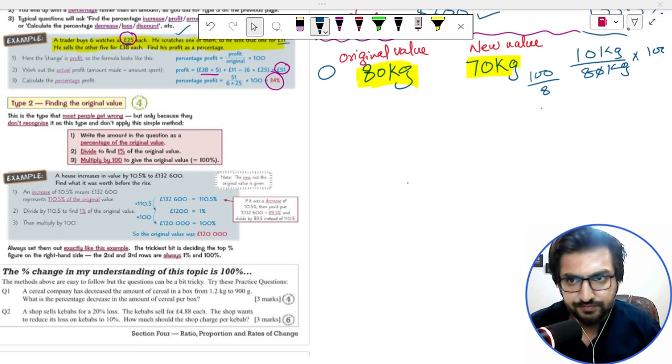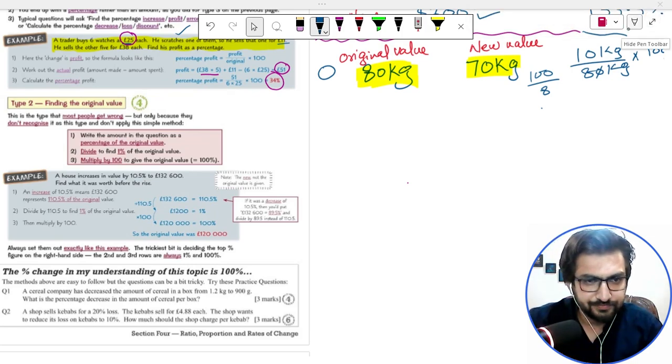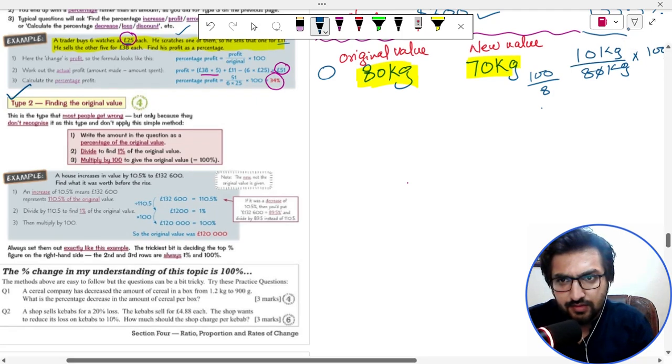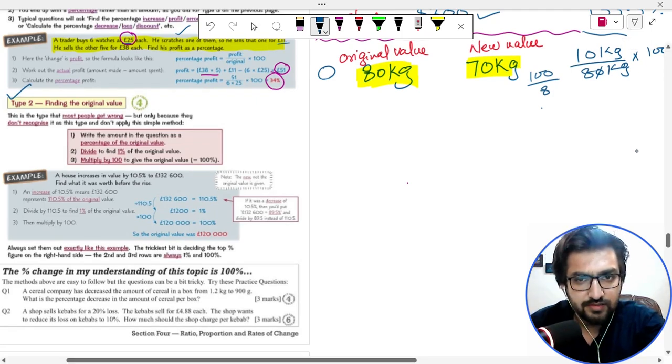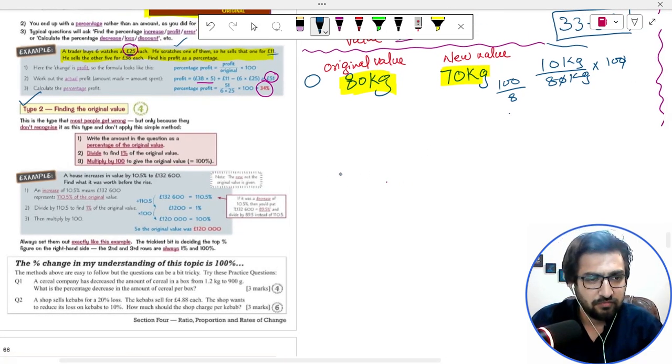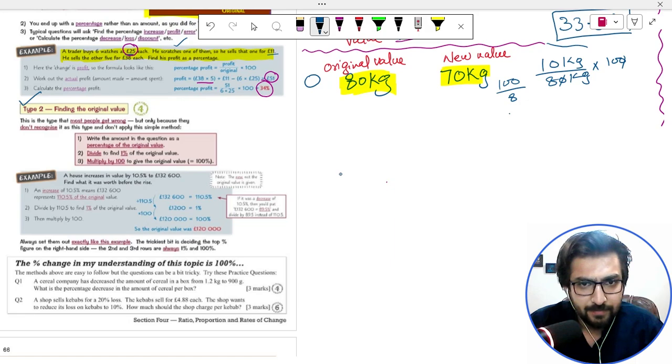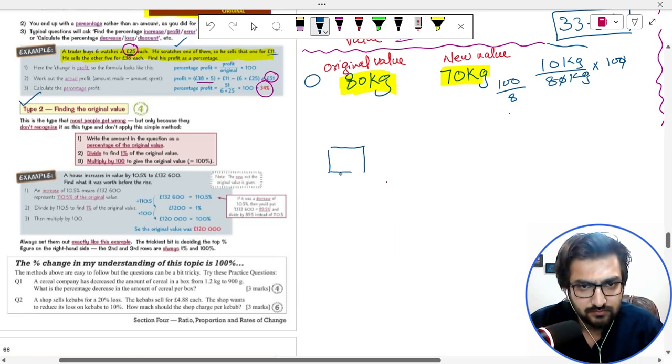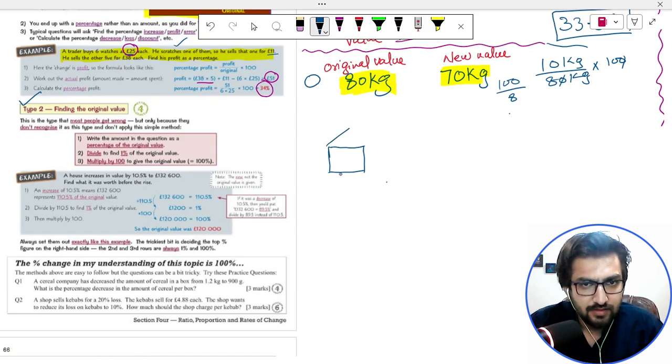Alright, so let's continue with type 2, that is finding the original value. Now these are very interesting questions and a bit confusing as well. Most of the students get confused with this type of question. Let me explain to you what the process is, how this works. Let's say this is the house. It has a price which is not given. So let's say the price is x, we will call that x.